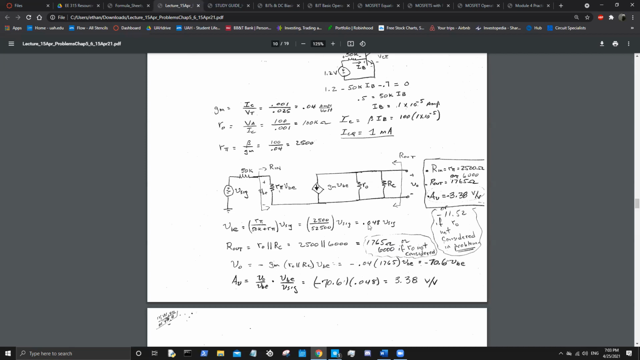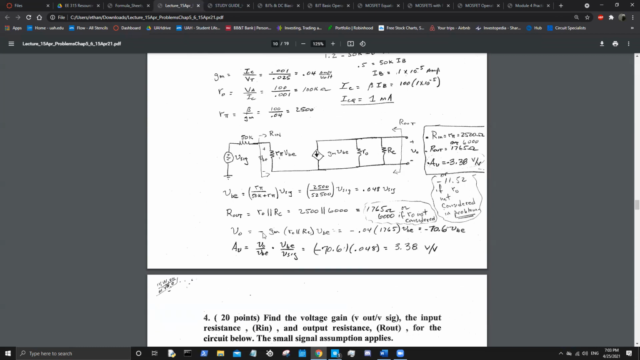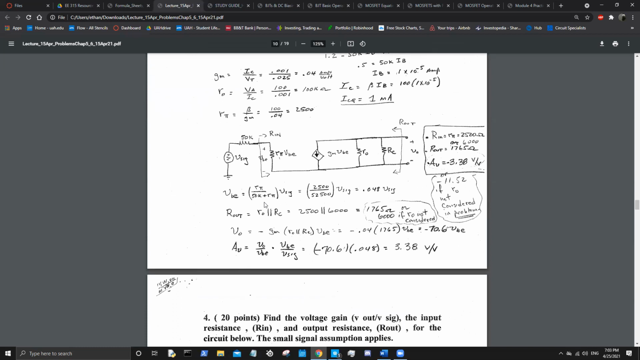So we have already solved for VBE with respect to VSig. Were we given RC? I can't remember. In the problem statement? Okay, yes, cool. So we have to solve for the voltage gain, which we did. We have to solve for the input resistance and the output resistance, and that's it. So it's three things.